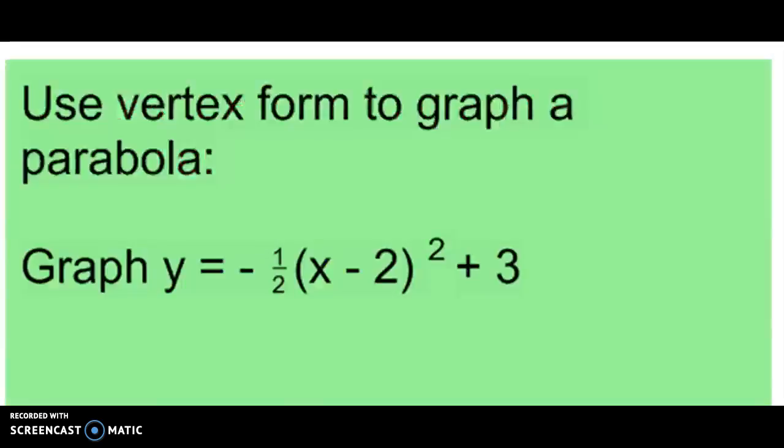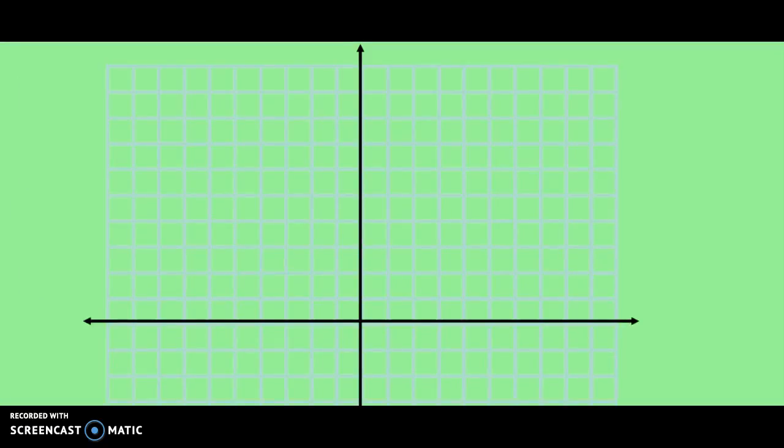Let's try it with something else. What would be the vertex of this one? This would be the opposite here, and it would be at 2. And then it would be the same for this one. It would be 3. All right. We're not going to graph that.